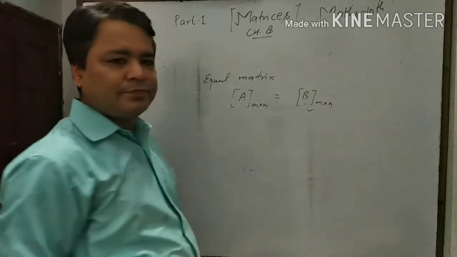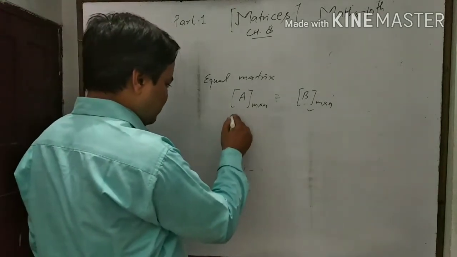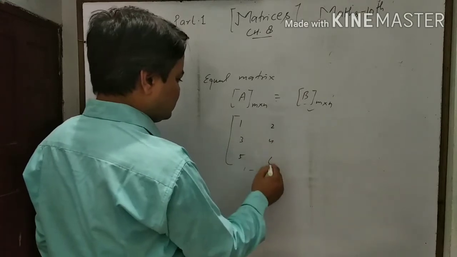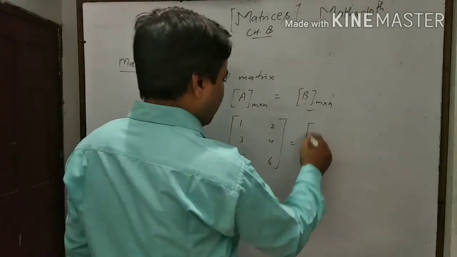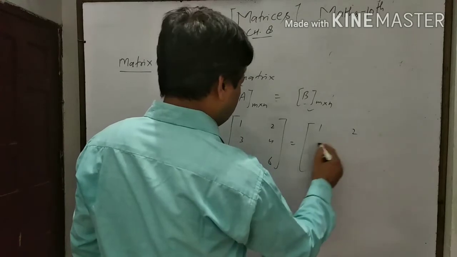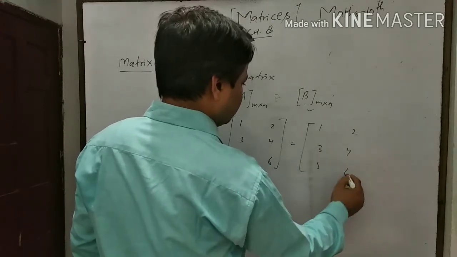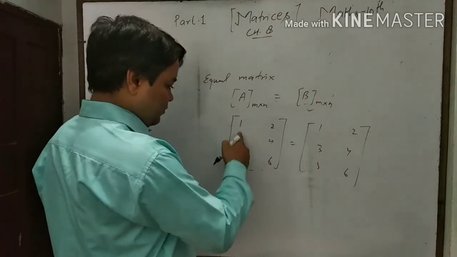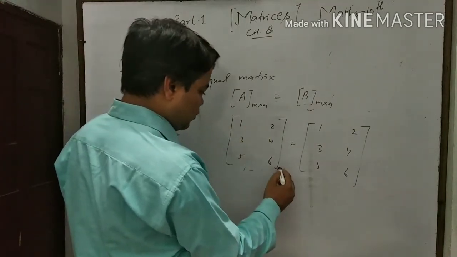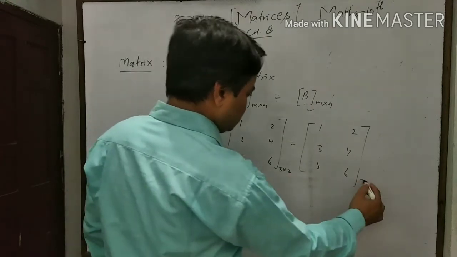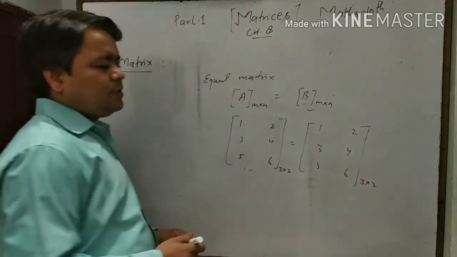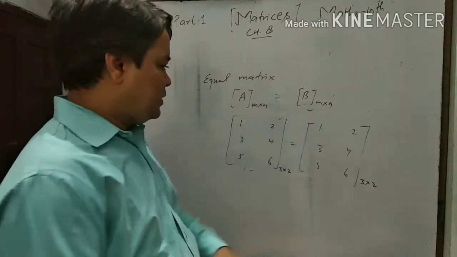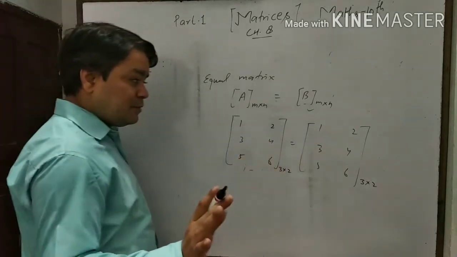of this matrix. Okay, it means if we have a matrix like this, 1, 2, 3, 4, 5, 6, and here also 1, 2, 3, 4, 5, 6. So what is the order of this? 3 rows and 2 columns. Here also 3 rows and 2 columns. It means if two matrices are equal, then their corresponding elements mean what?